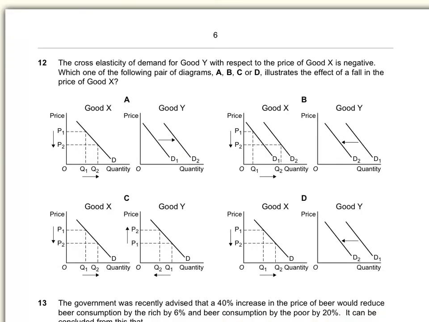Question 12 is quite scary looking at first glance, but the examiners are moving in this direction, so it really requires you to have a good understanding of the underpinning concepts. In this case, it's cross-elasticity of demand, and it says the cross-elasticity of demand is negative. Products that have negative cross-elasticity of demand will be complementary, so complements.